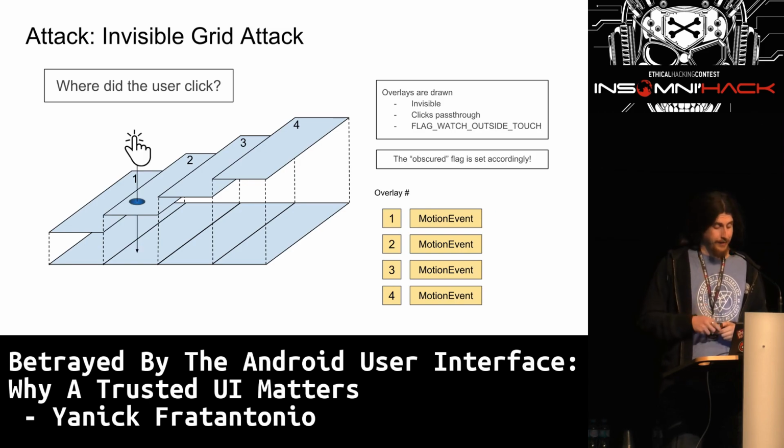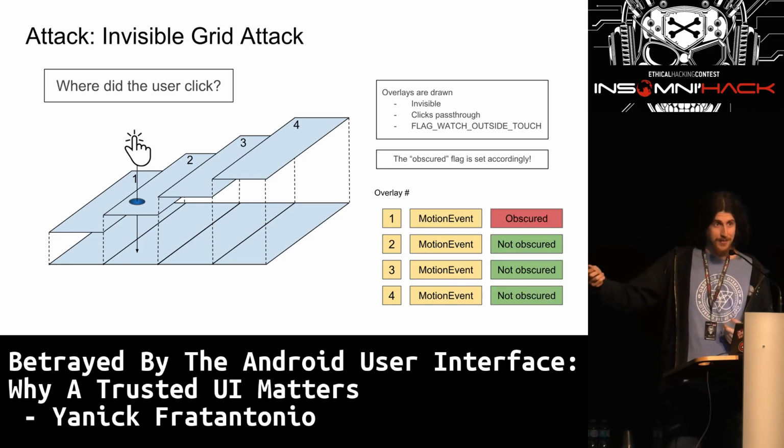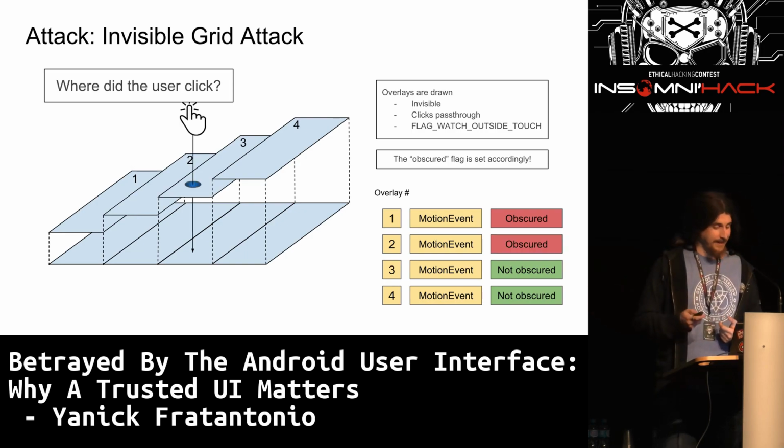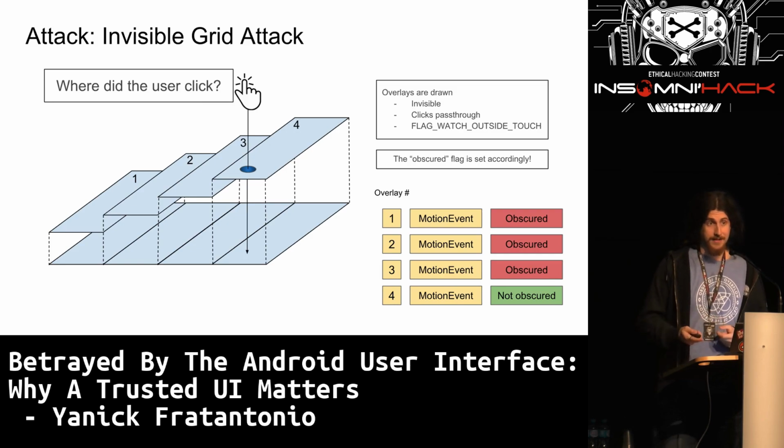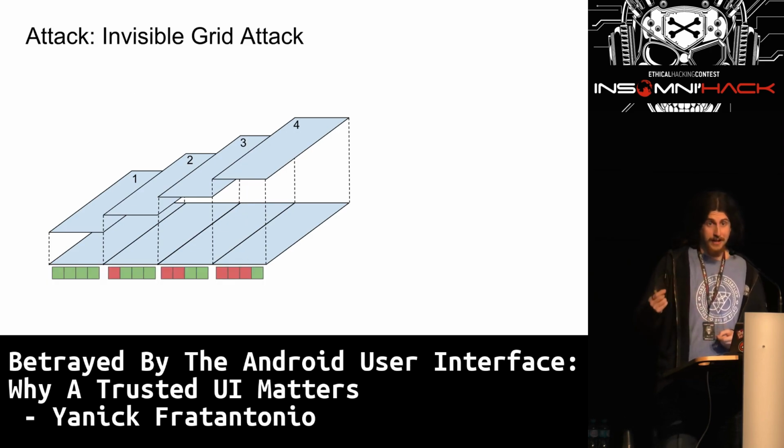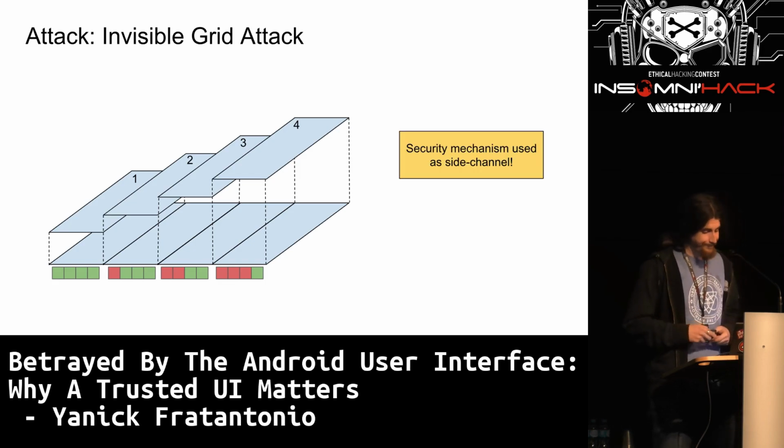However, if you click here, the impact point is actually going to be higher than layer 1. So layer 1 is going to receive obscured, while the others are going to receive not obscured. And now I guess you understood the trick. Depending on where you click, these 4 motion events are going to contain a different pattern of this obscured flag and not. And this is enough to understand where the user clicked. So for each click, you're going to get n motion events, where n is the number of overlays, and depending on the pattern, again, you can see, okay, the user clicked here or there.